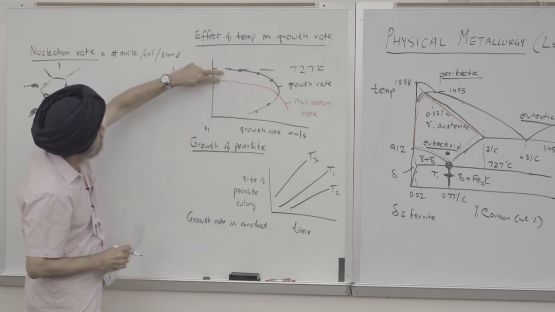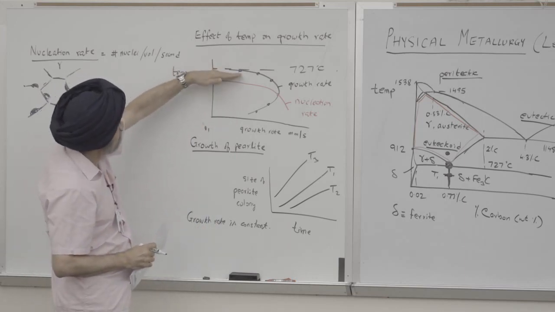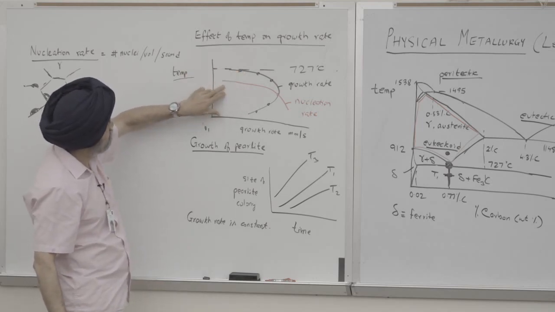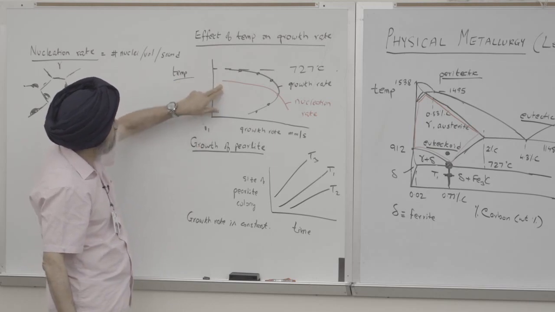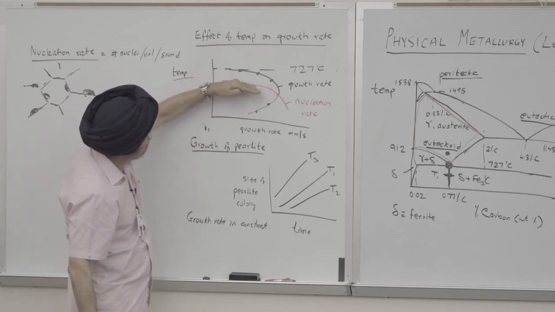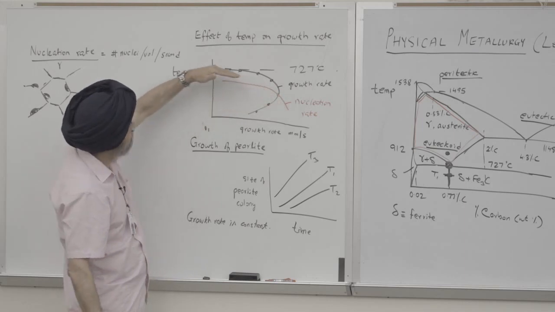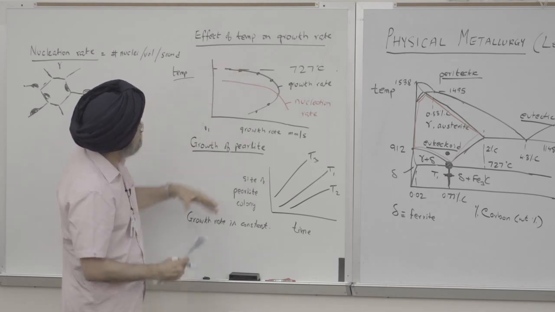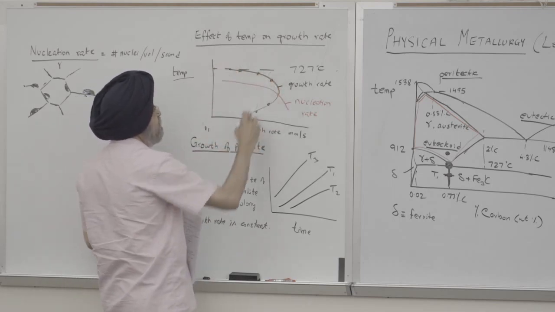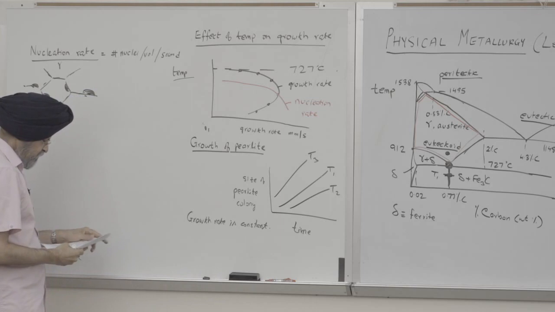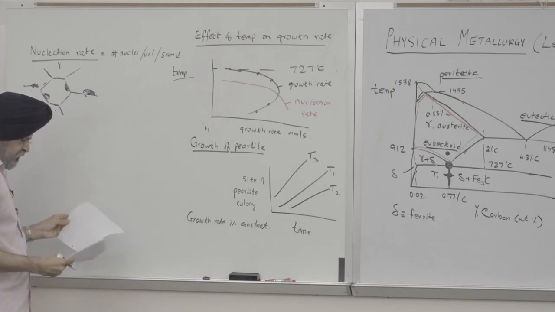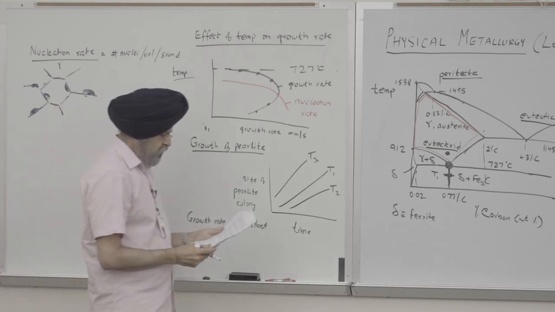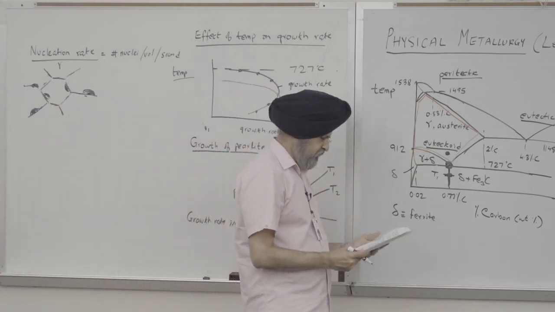So notice there's a gap over here. At this temperature, the growth rate is fast, but the nucleation rate is very small. As you decrease the temperature, the nucleation rate increases, and so does the growth rate. But the growth rate in this temperature region is faster than the nucleation rate. So this is important, because we want to talk about what happens to steel when we cool it.